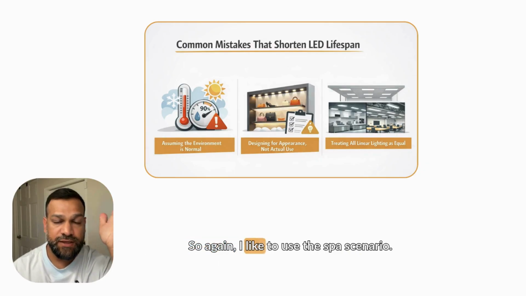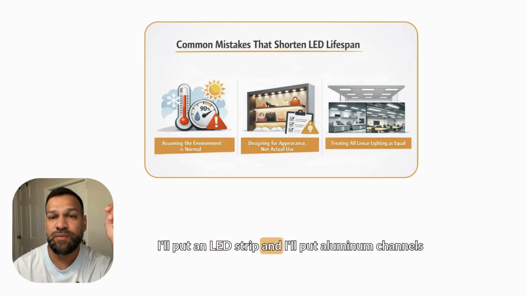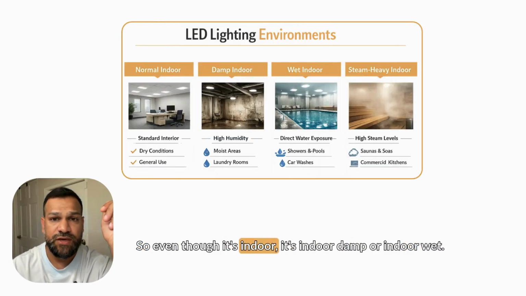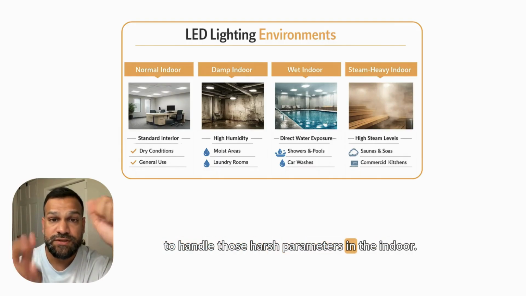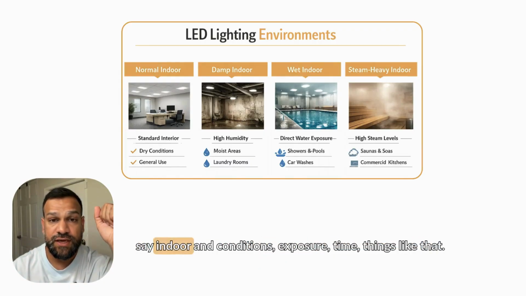So again, I like to use the spa scenario. Or I'll just put an LED strip and I'll waterproof it, and then that waterproofing isn't enough. I'll put an LED strip in aluminum channels and that should protect it from the steam, but then the vapor goes in. So even though it's indoor damp or indoor wet, you may need a specialized light to handle those harsh parameters indoors. So there's a mismatch, and you have to understand the nuances: indoor conditions, exposure, time, things like that.